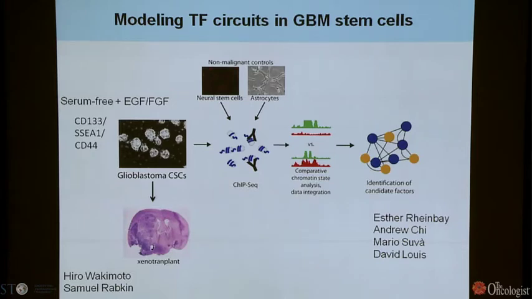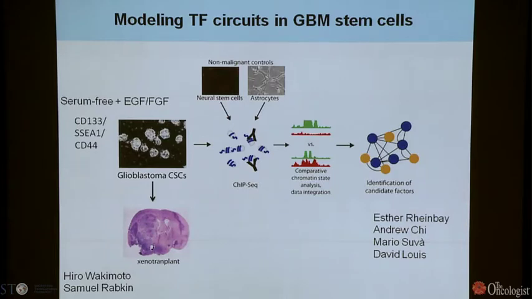So we went straight away to one of the relatively well-established models for tumor stem cells, specifically a brain tumor stem cell model, glioblastoma cancer stem cells shown here, where you have neurospheres that can be grown in serum-free conditions in the presence of growth factors. They express CD133 and other markers associated with stem cells. And Hiro and Samuel have clearly shown that these particular patient-derived stem cells will recapitulate tumors in mouse models.